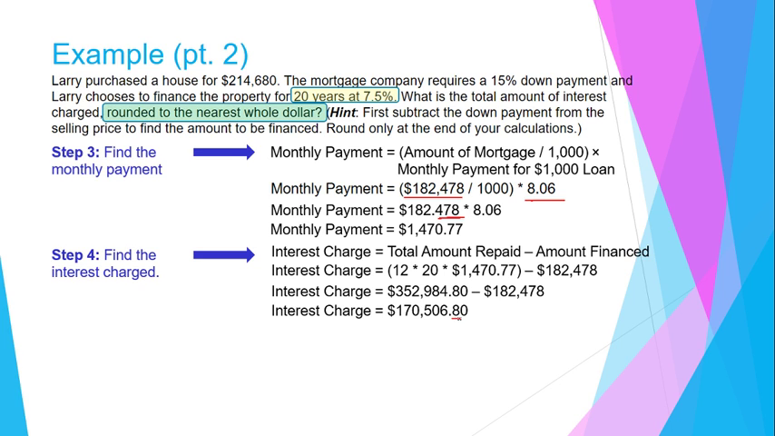So we're going to look at the 8, because that is more than 50 cents, or 0.5. We need to round up, giving us a final answer of $170,507. I wanted to mention that to you because in your workbook and checkpoint, it does ask you to round to the nearest whole dollar, so you want to make sure you do it correctly.